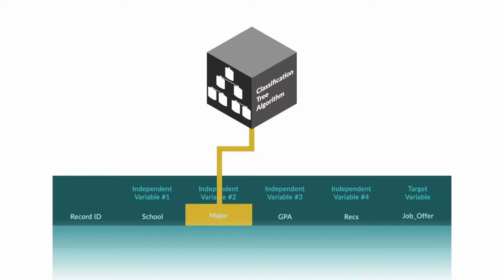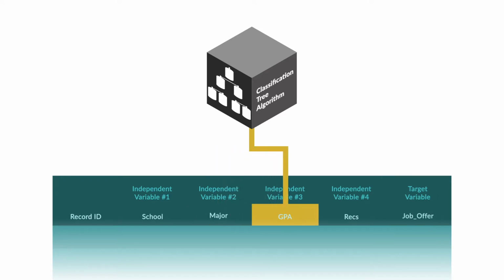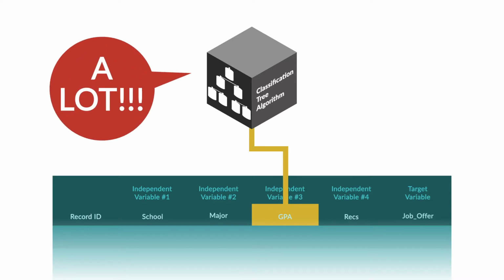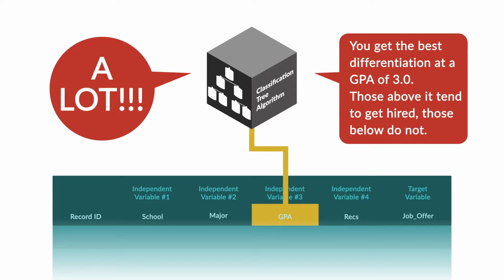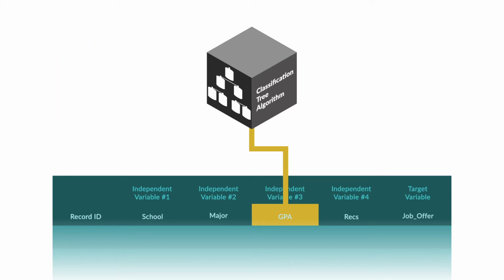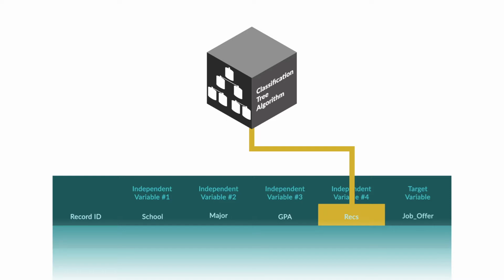We ask, if we only use the student's GPA, how well would that predict hiring of a student? It answers, a lot. It says you get the best differentiation at a GPA of 3.0. Those above it tend to get hired, those below do not. If we only use the number of letters of recommendation, how well would that predict the hiring of the student? It answers, not at all. I've got to stop asking here because I've run out of independent variables.